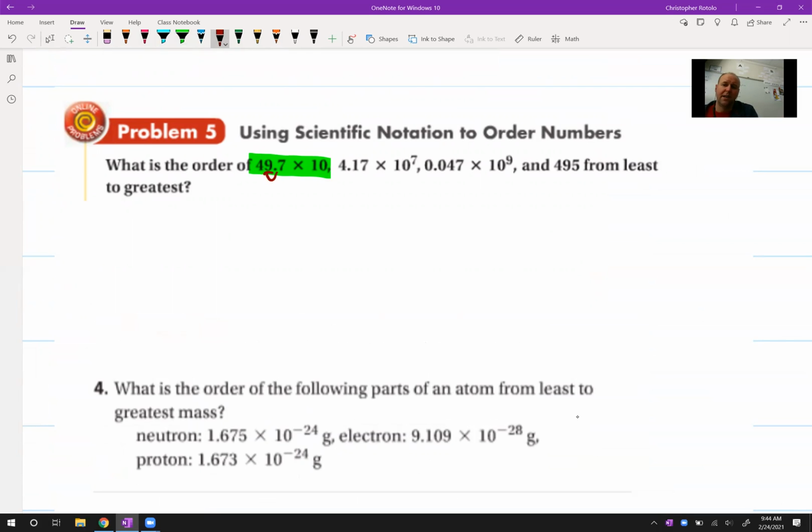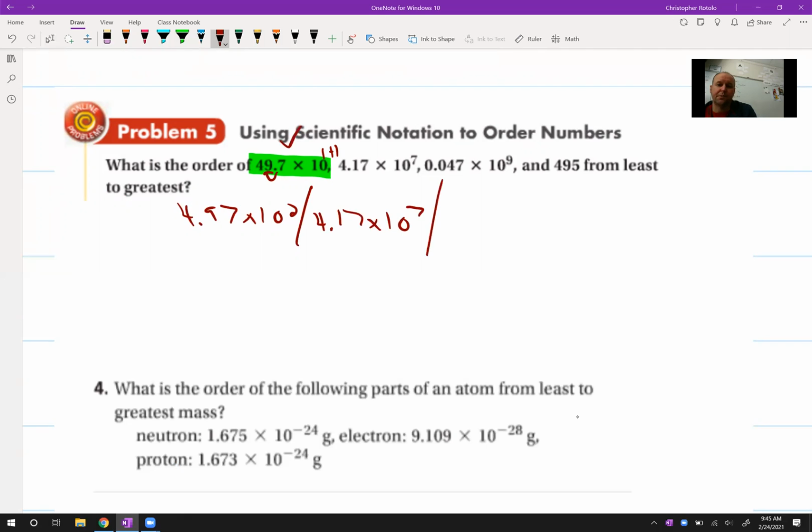So I don't know how they do this in science class, but here's what I tell you: currently this is to the first power. And if it's too big, I do plus. How many places do I have to move? 1. So I should have 4.97 times 10 to the second. Okay, the next number I have is in proper scientific notation.